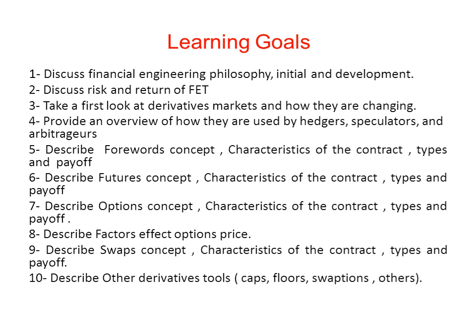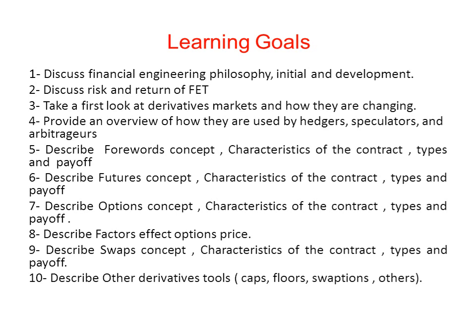Describe forward concept, characteristics of the contract, types, and payoff. Well, number 6, describe futures concept, characteristics of the contract, types, and payoff. While number 7, describe option concept, characteristics of the contract, types, and payoff.